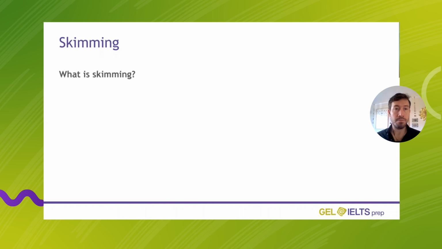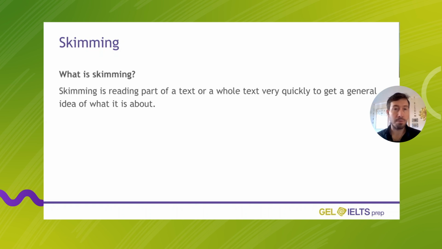So let's start with skimming. So what is skimming? Well, skimming is reading part of a text or a whole text very quickly, and this is the key part to get the general idea of what it's about. So you're not trying to understand every single little detail, you're just trying to understand the text generally, and that's what skimming can do.